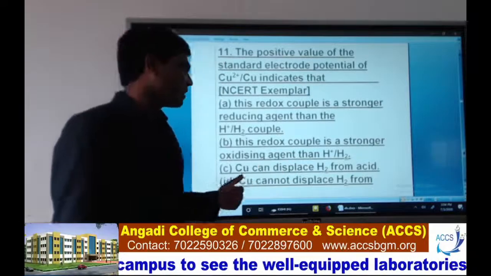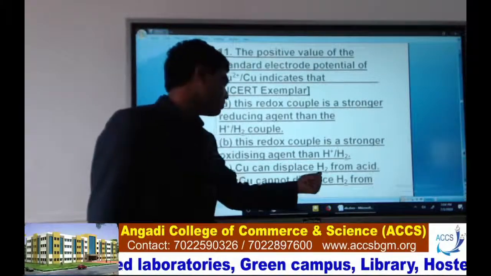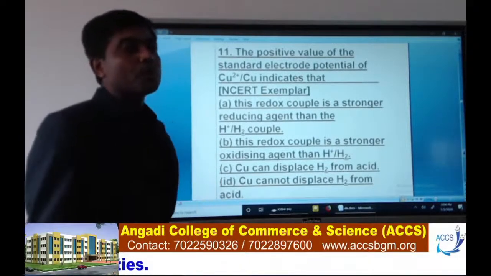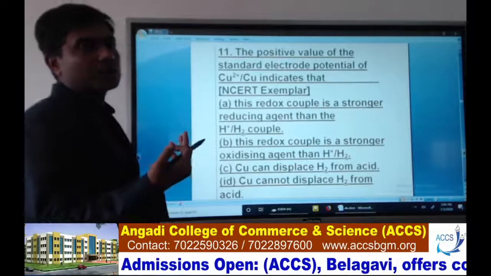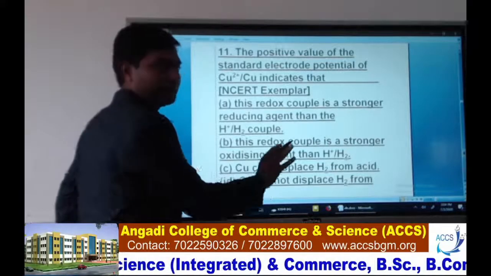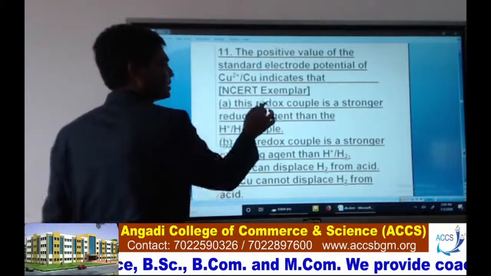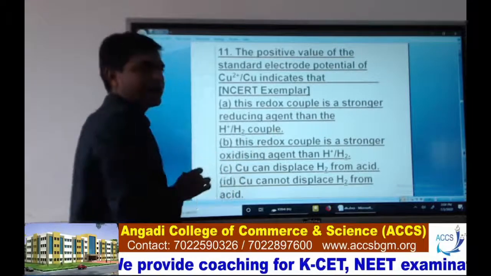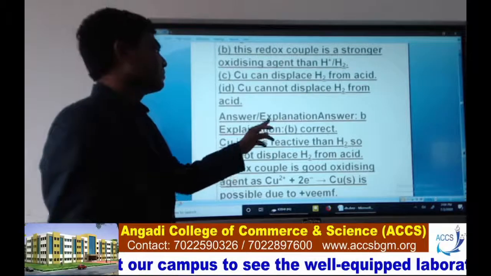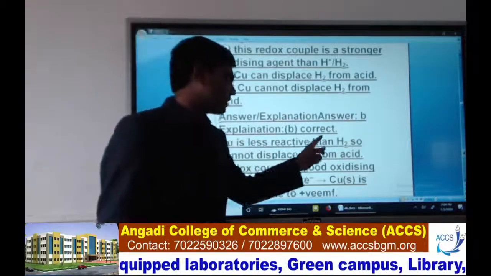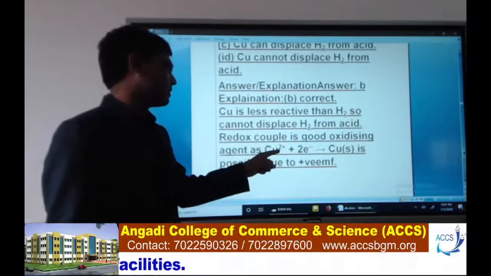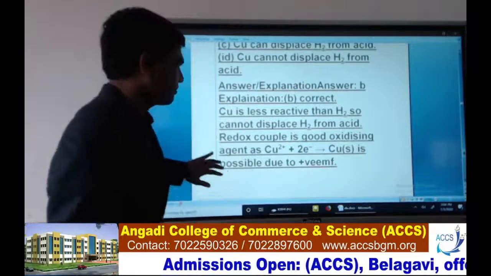Cu can displace hydrogen from acid. Cu cannot displace hydrogen from acid. So already we know that positive value compounds which are present above hydrogen cannot displace the hydrogen gas. Hence these two options will be removed. Now the option left is either it acts as a reducing agent or as an oxidizing agent. So what will be the answer here? The answer will be B, because Cu is less reactive than this one, it cannot displace H2. The redox couple is a good oxidizing agent, therefore due to positive EMF. Next one.